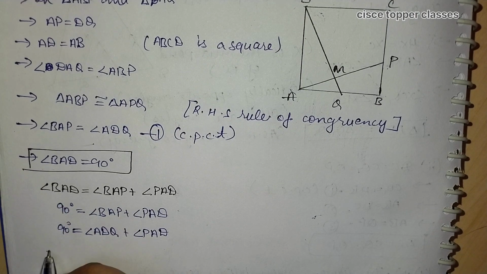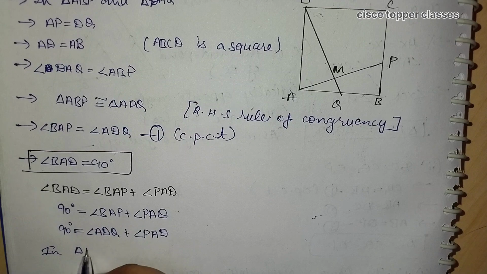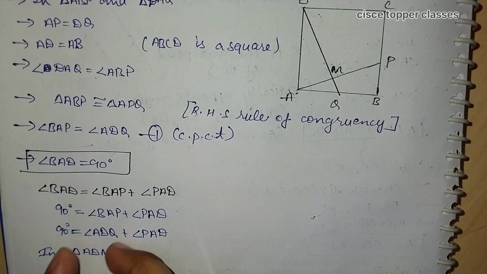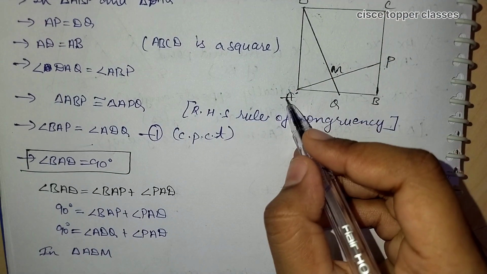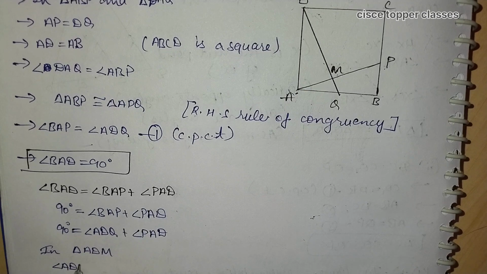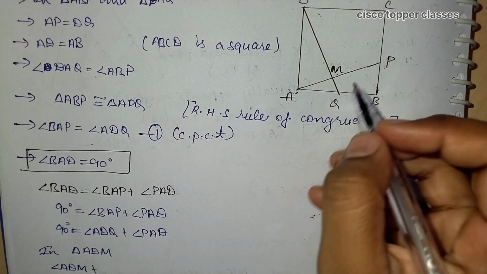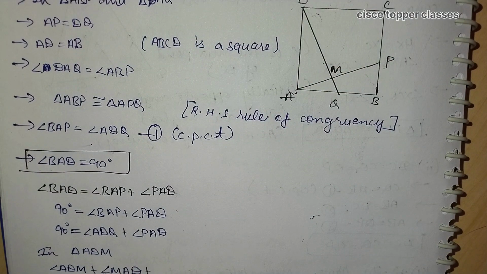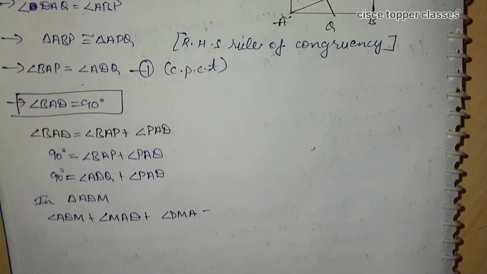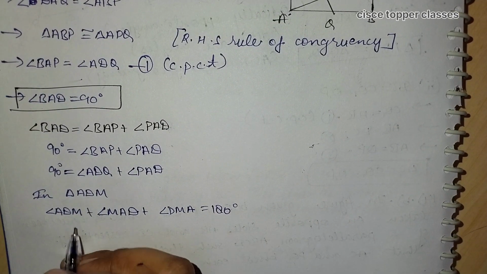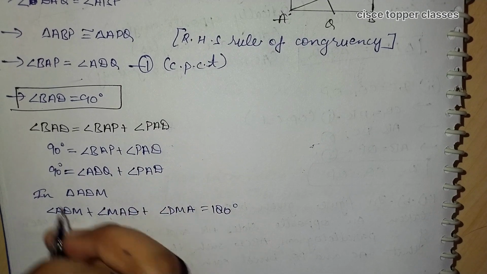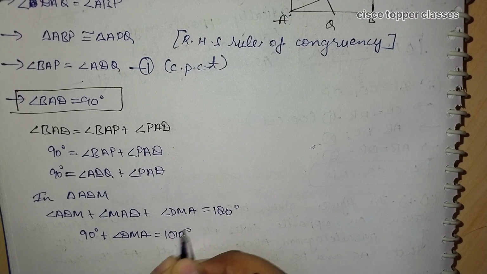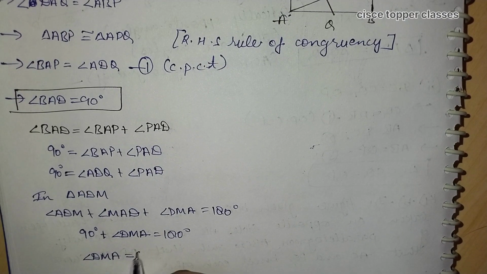And again we will take the triangle here. In triangle ADM, we have proved that ADQ can be written as angle ADM, and angle PAD is angle MAD. So angle ADM plus angle MAD plus angle DMA is equal to 180 degrees. We put the value ADQ plus PAD as 90 degrees, so 90 degrees plus angle DMA is equal to 180 degrees, and from that angle DMA is equal to 90 degrees.